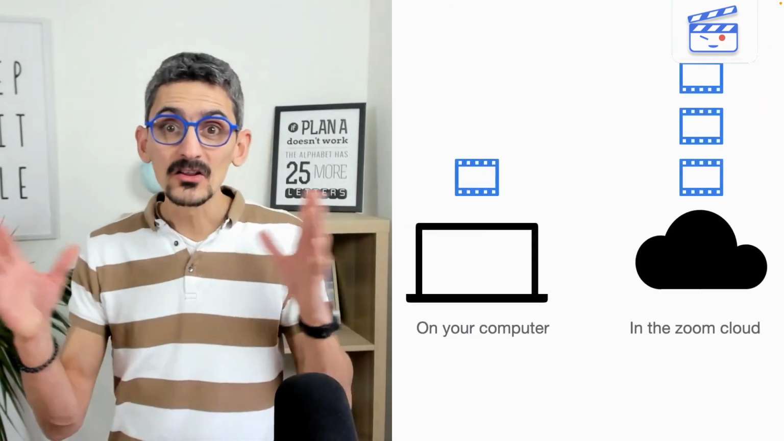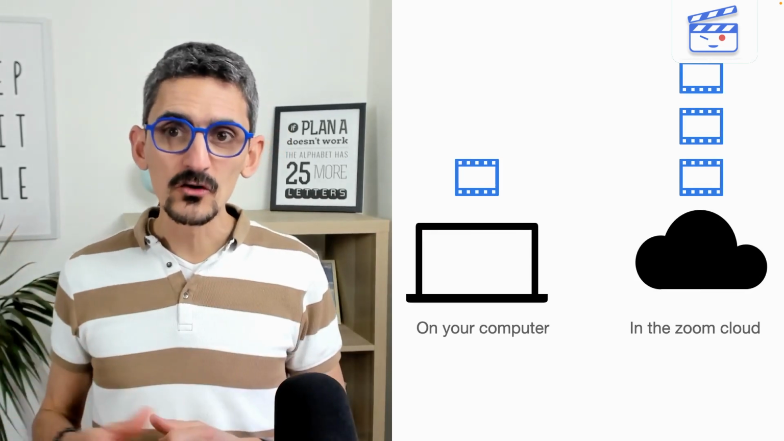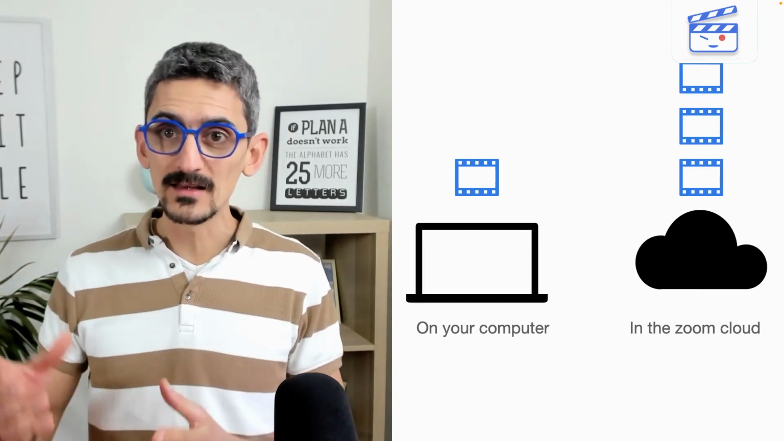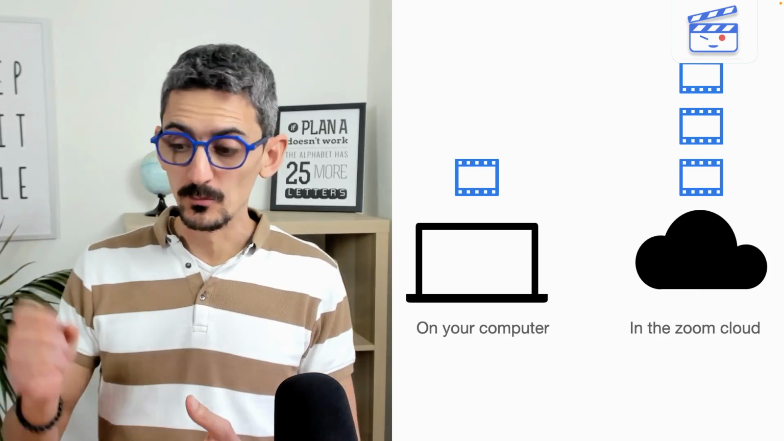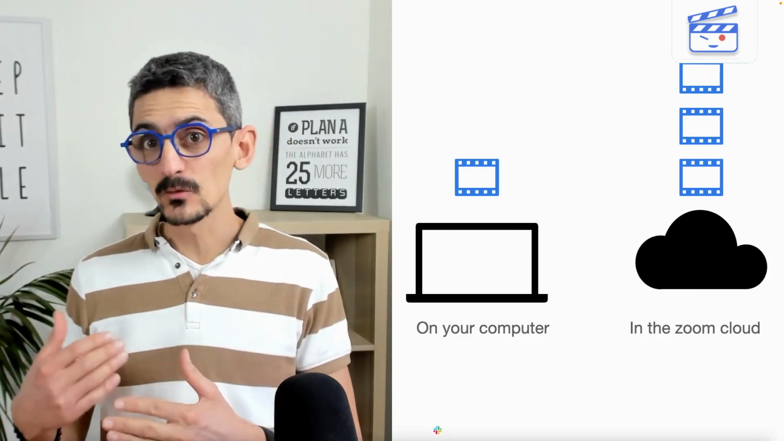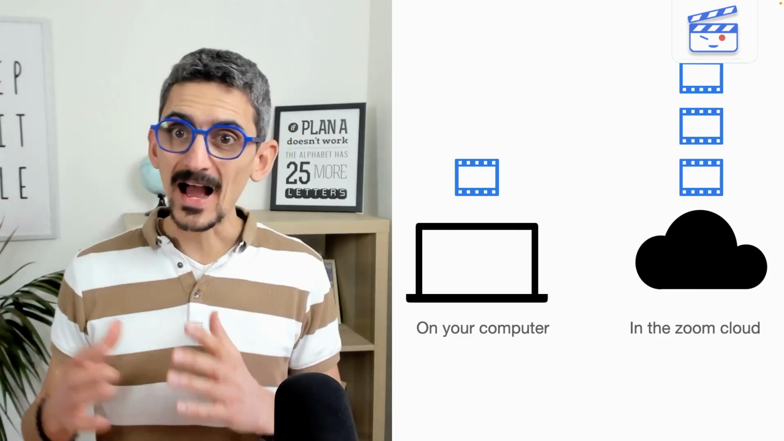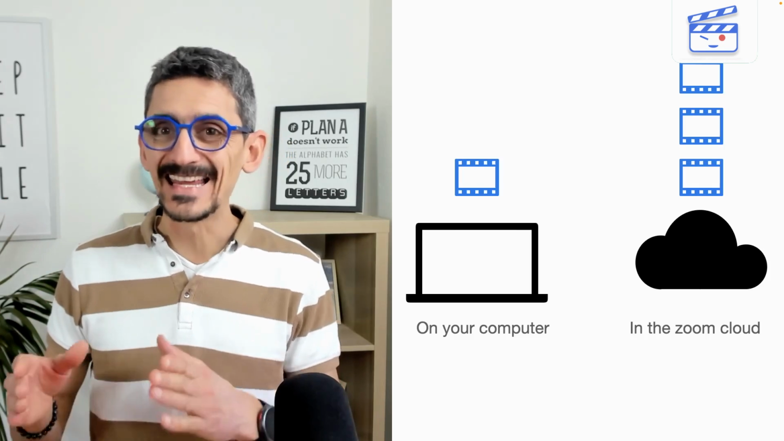So how does it work? On Zoom, you have two types of recording. You can ask Zoom to record the meetings locally on your computer, or you can ask it to record in the cloud, in Zoom Cloud. I do recommend you record it in the cloud.